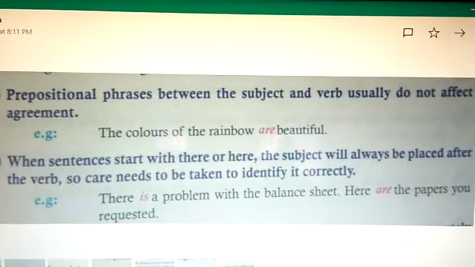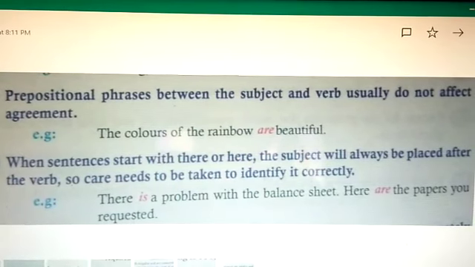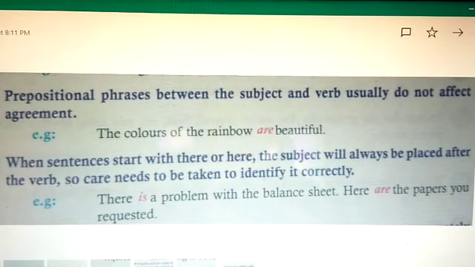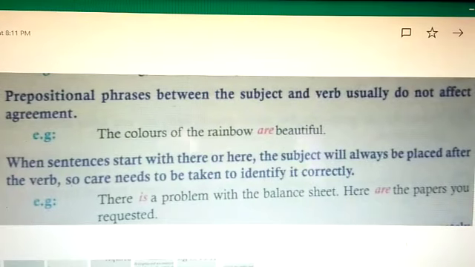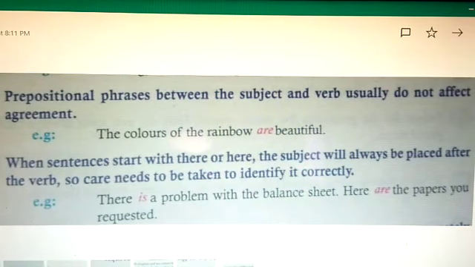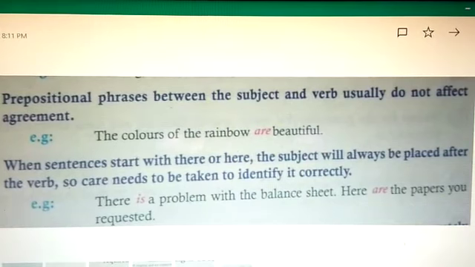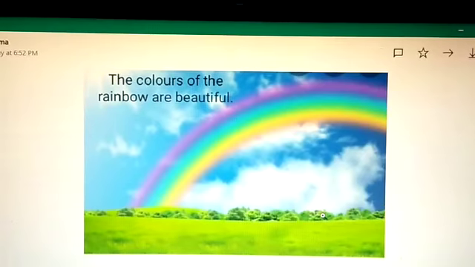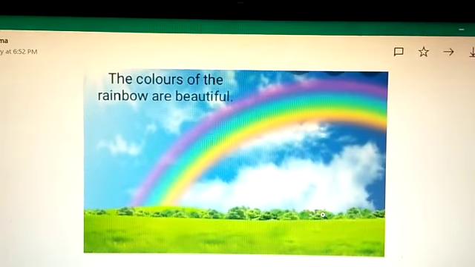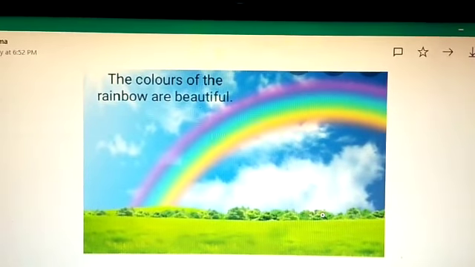11th rule you see, prepositional phrases between the subject and the verb usually do not affect agreement. See, the colors of the rainbow are beautiful.